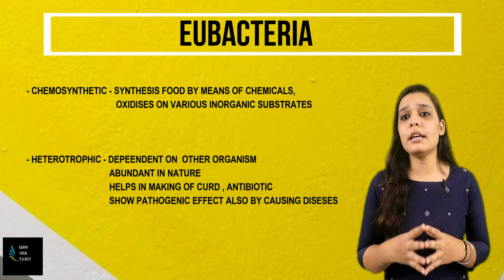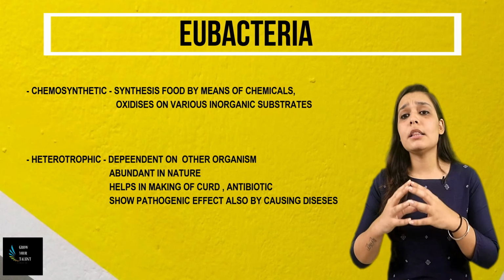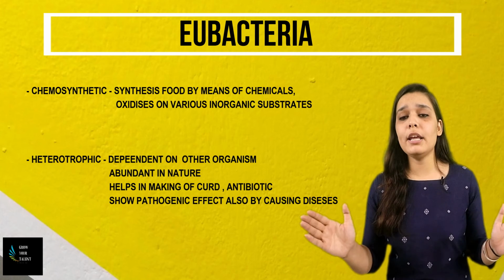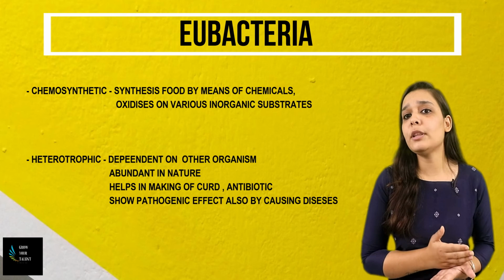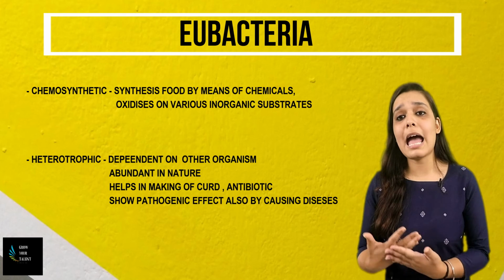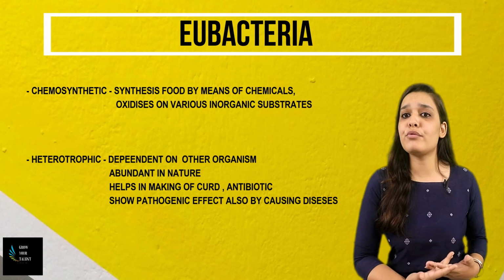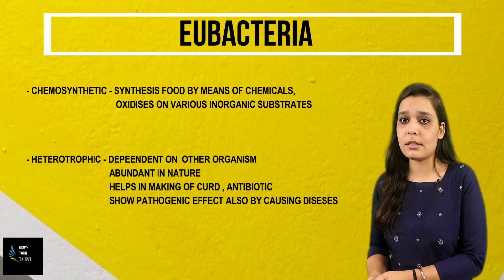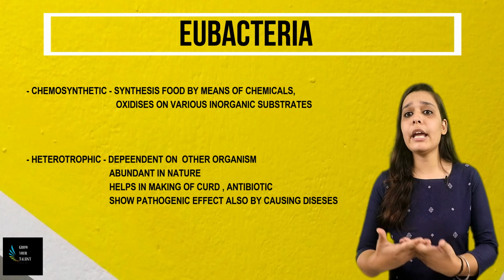Now the second category is heterotrophic bacteria. These bacteria are abundant in nature and are very useful also. They help in the process of making curd, some in the production of antibiotics, and some bacteria can be harmful to plants as well as humans and animals, causing severe diseases and effects.